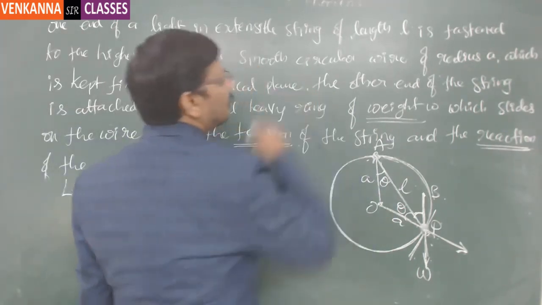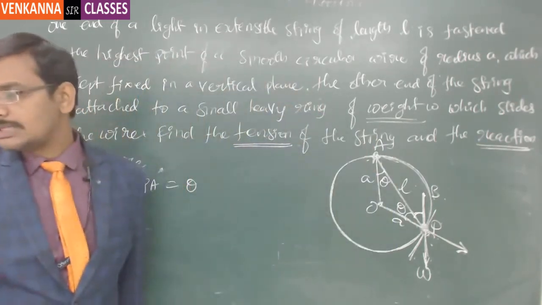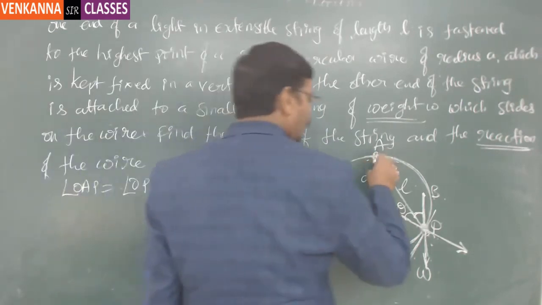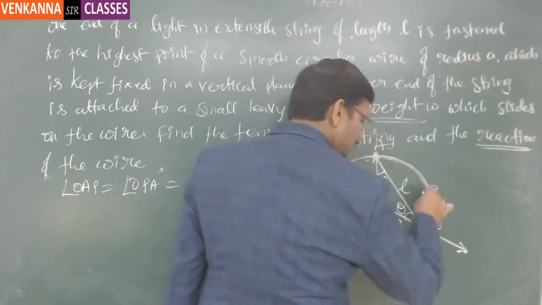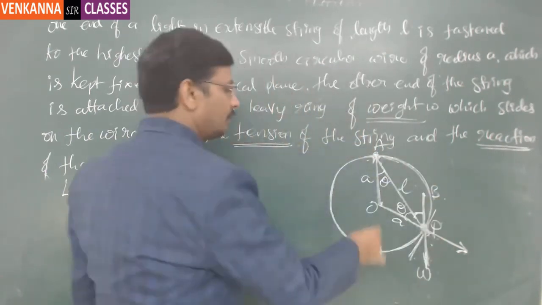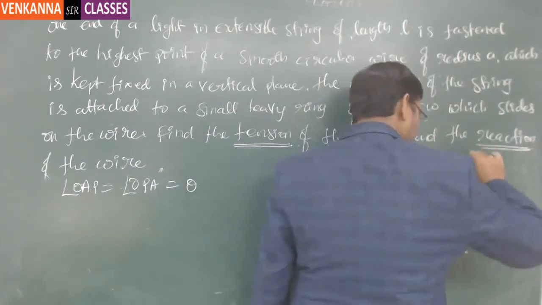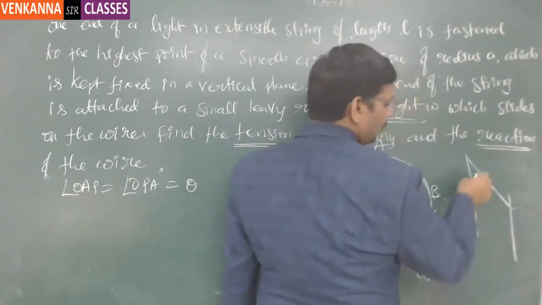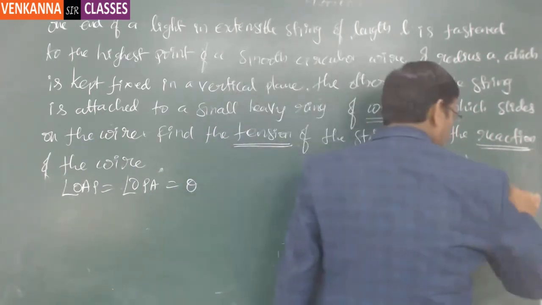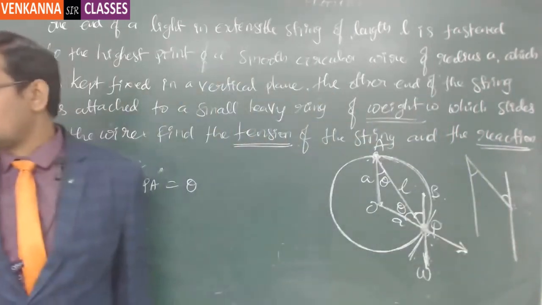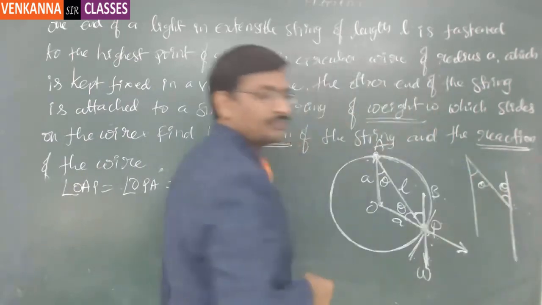Why? Because there is a statement saying that one end of the string is attached to the highest point of the circular wire. So if it is the highest point, then this will be exactly a vertical line, right? And this is also a vertical line because weight always acts downwards vertically. That means if these two lines are drawn like this, and then if I put this line like this, obviously if this angle is theta, this angle is also theta, right? So these are alternate angles. Got it or not? I hope everybody understood. If this is theta, this will also be theta.